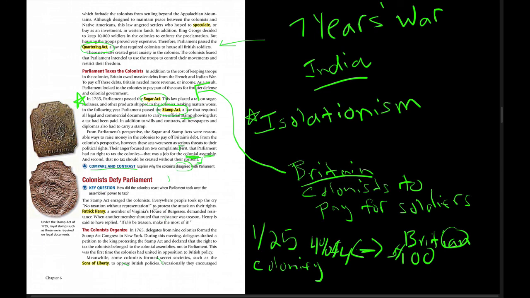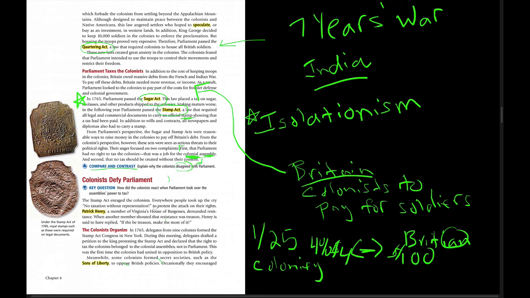In 1765, delegates from 9 colonies formed the Stamp Act Congress in New York. During this meeting, delegates drafted a petition to the king protesting the Stamp Act and declared that the right to tax the colonists belonged to the colonial assemblies, not to Parliament. This was the first time the colonies had united in opposition to British policy.